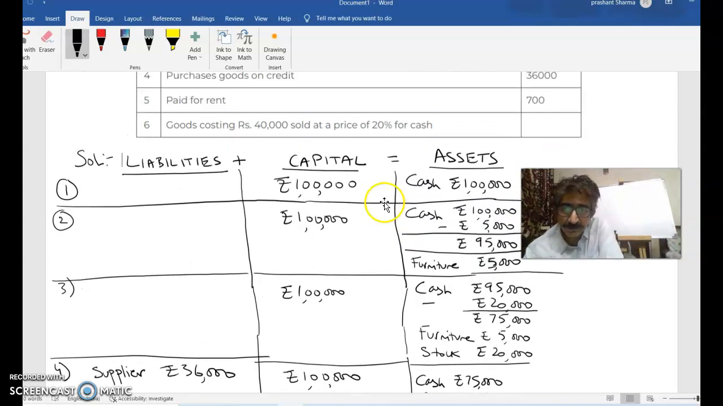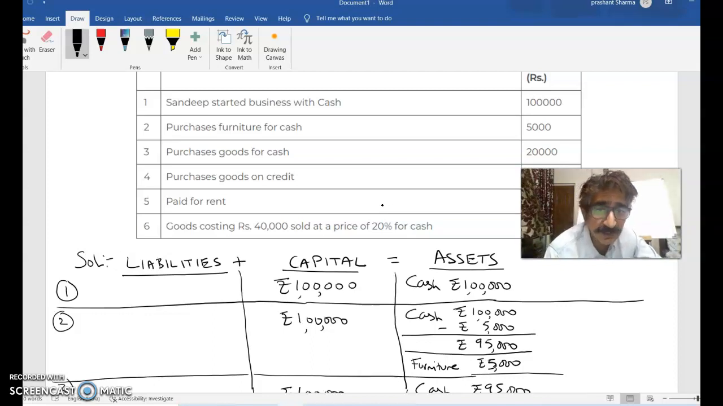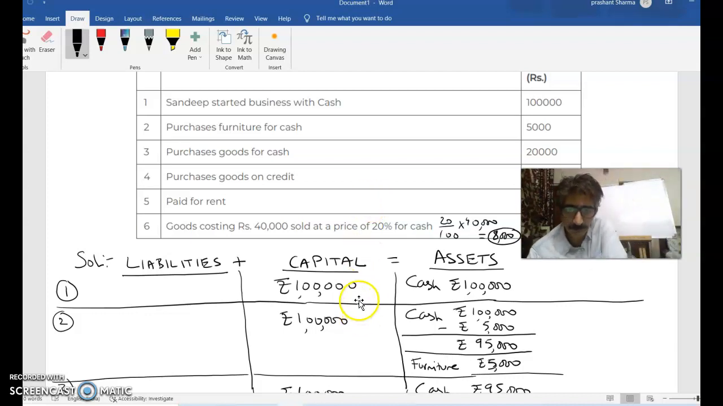which says goods costing rupees 40,000 sold at a price of 20% for cash. So 20% over here basically means 20% profit. So I'll calculate here only 20% profit on cost. Basically 20% of 40,000, which is the cost, comes out to be, how much? 8,000. So 8,000 is the profit, children. That means what is the selling price? 40,000 plus 8,000. That makes it 48,000. Okay, so I'll tell you how to show this.